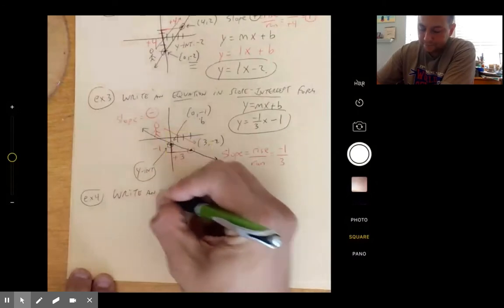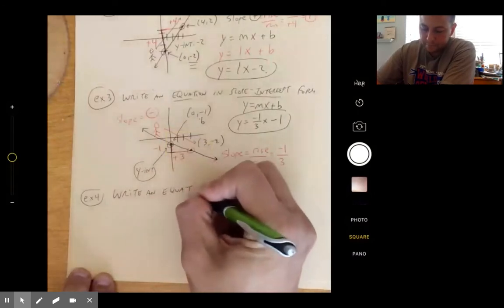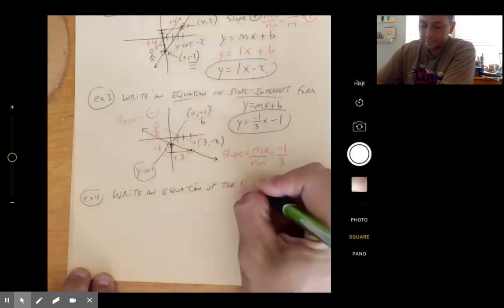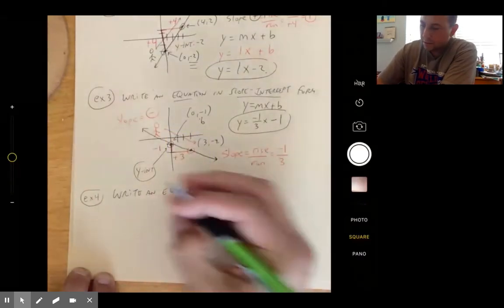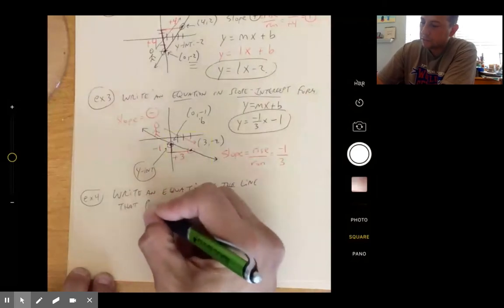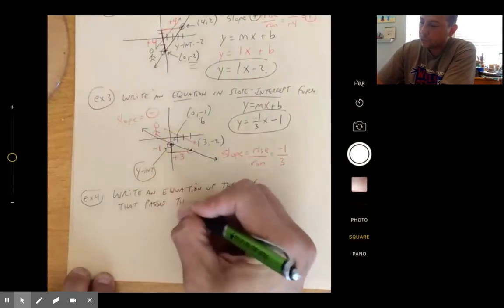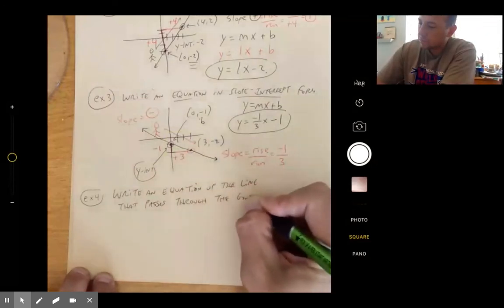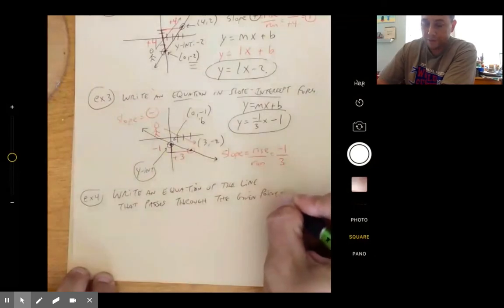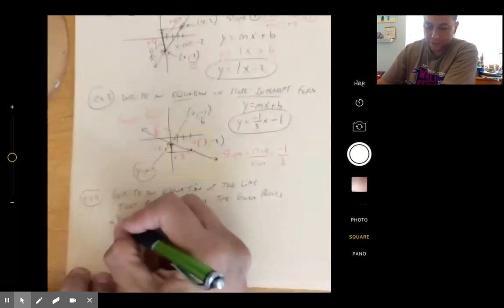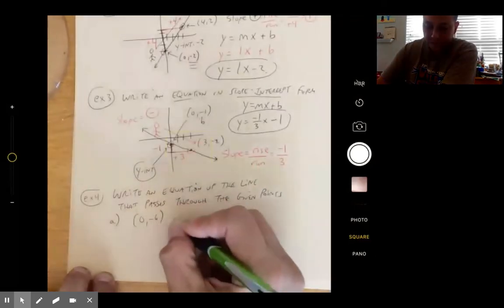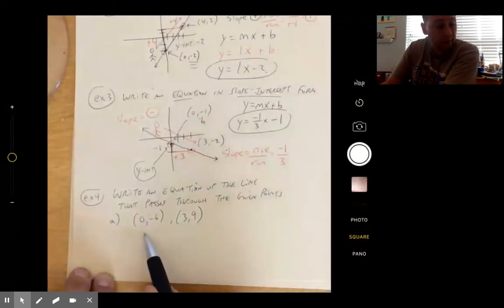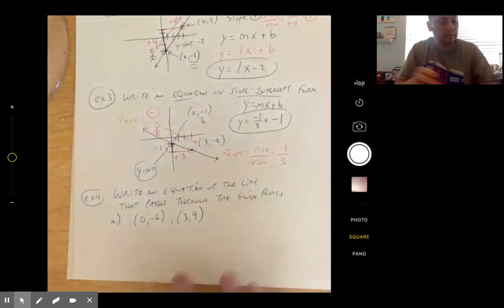Write an equation of the line that passes through the given points. Okay, so let's say I gave you one that looks like this. We've got one point and we have a second point.